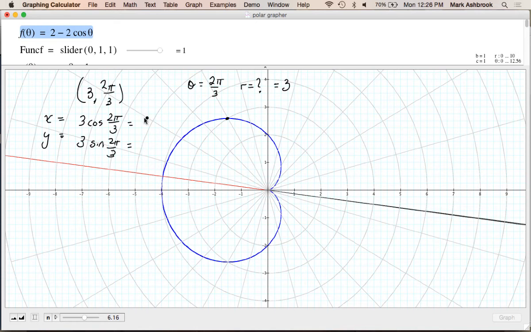It's -3/2. And then 3 square root of 3 over 2. So there's the x and y coordinates: -1.5, 3 square root of 3 over 2.